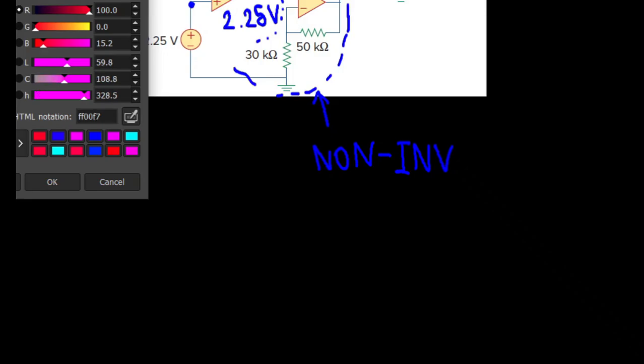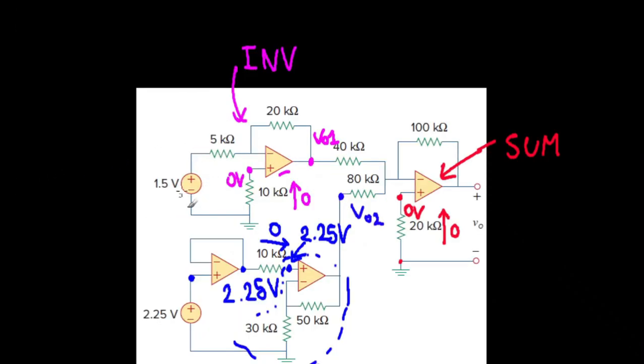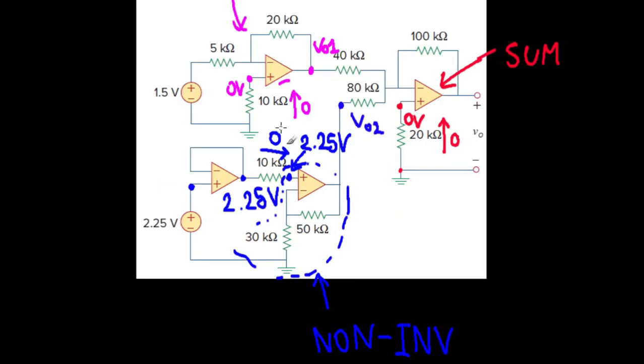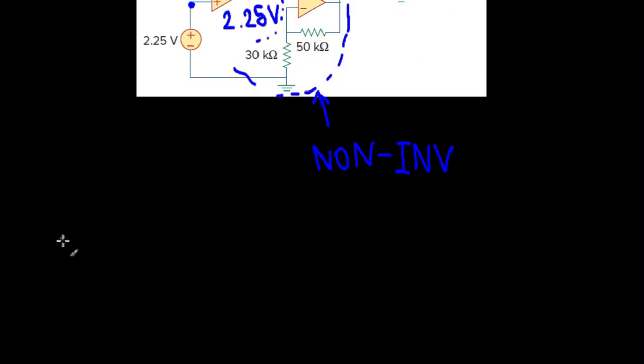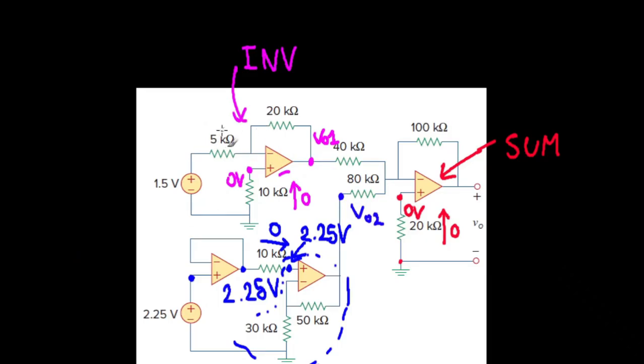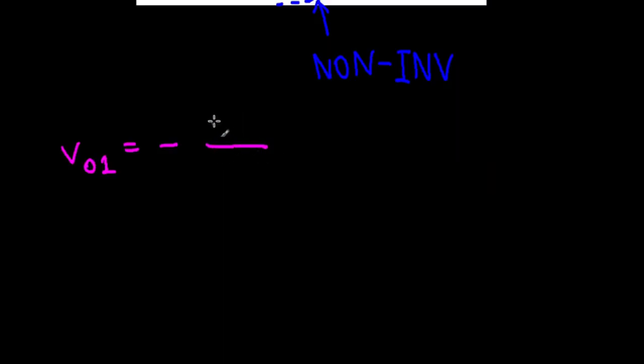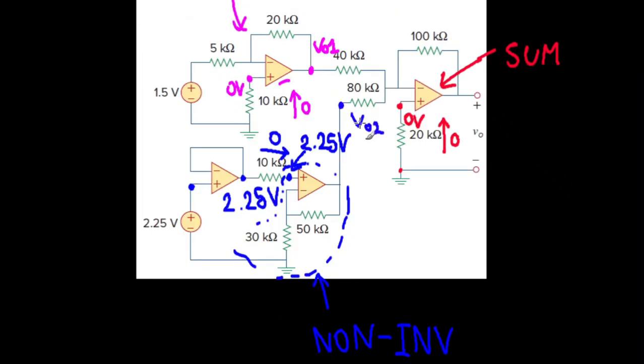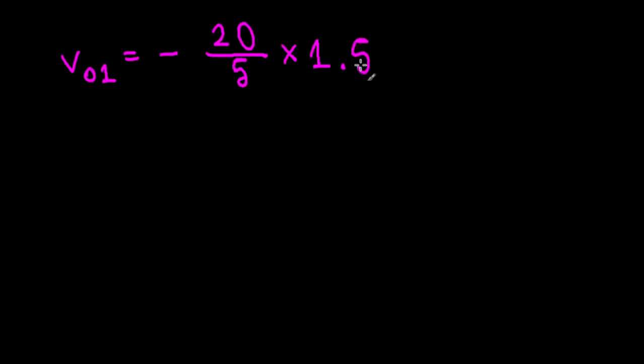So that then gives me the output voltage. Let's try to solve this problem. I'll do this one first. So first, you have this output. V output 1 is equal to negative of your feedback divided by the other resistor. So 20/5, kilos cancel, multiplied by your source, which is 1.5. So this is going to be -4 times 1.5, that's -6 volts. That's my V output 1.